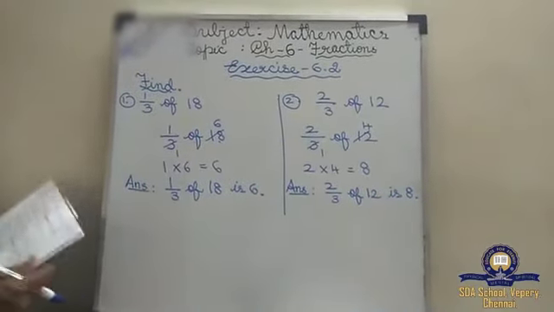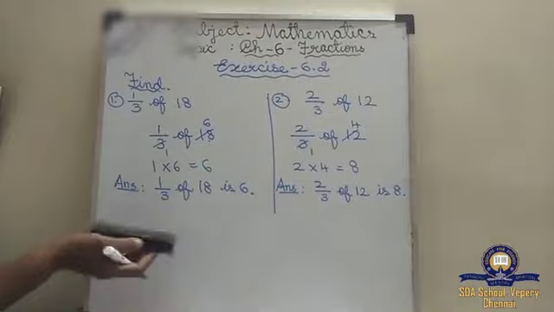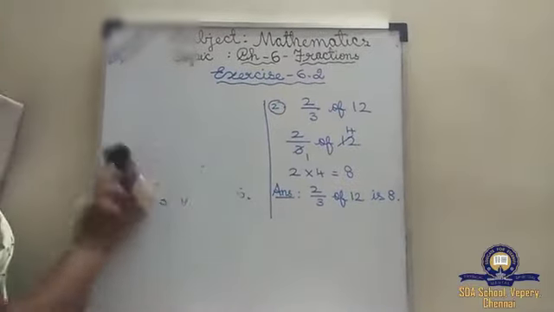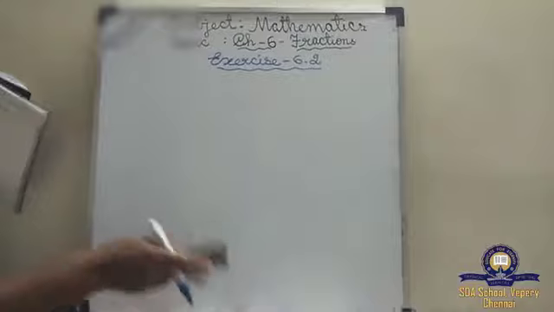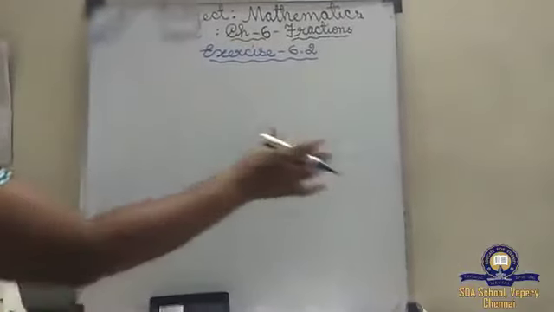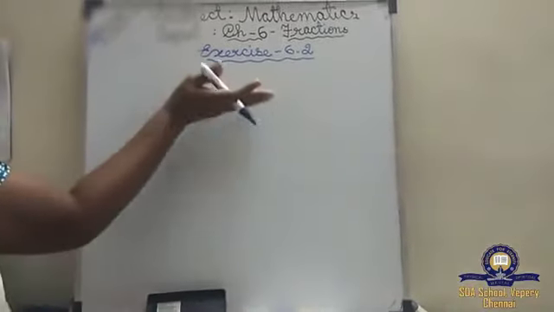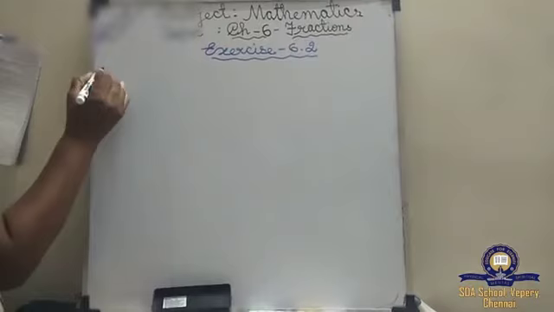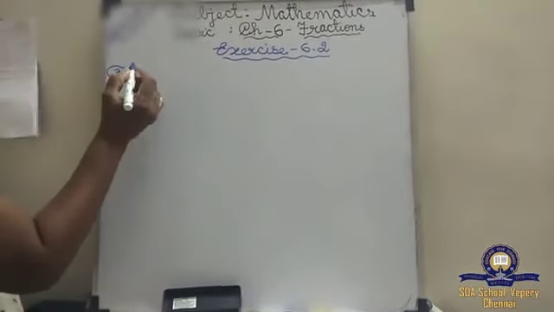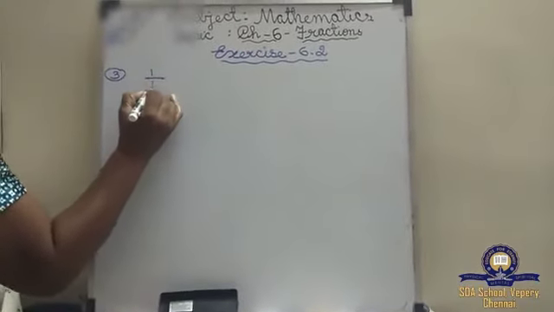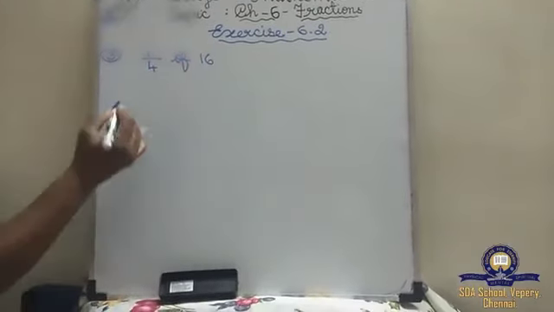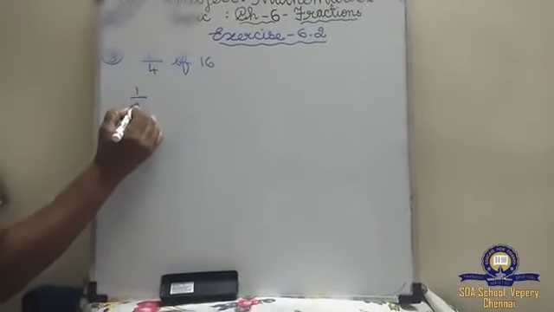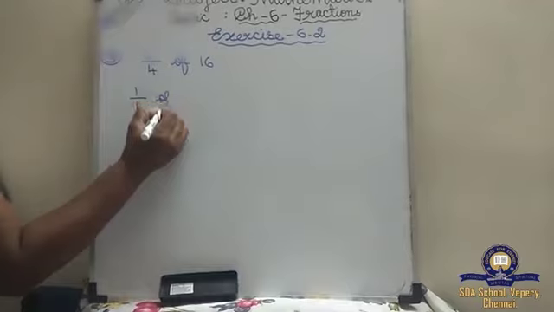Understood children? Very easy. We'll see the third sum. In the notebook you do one below the other, because I am doing it on the side for space, but in the notebook you have to write one below one. Okay, the third sum, 1 by 4 of 16. Very easy children. So you have to write 1 by 4 of 16.